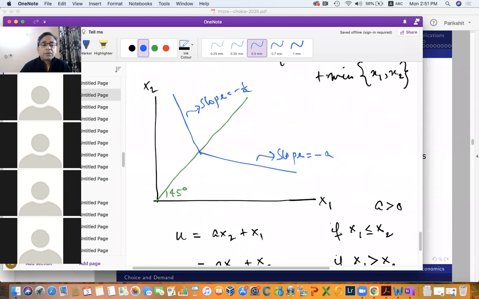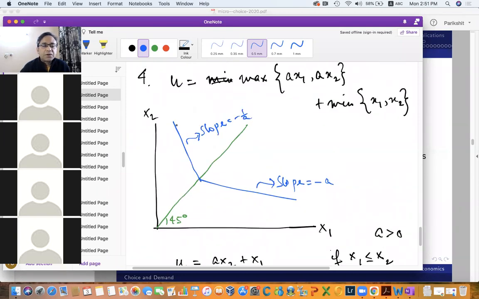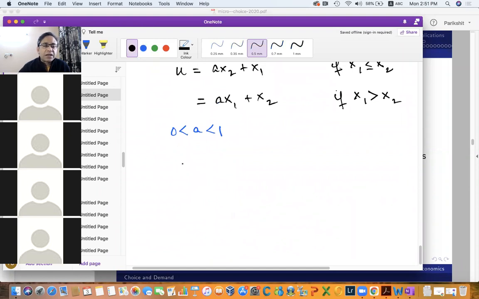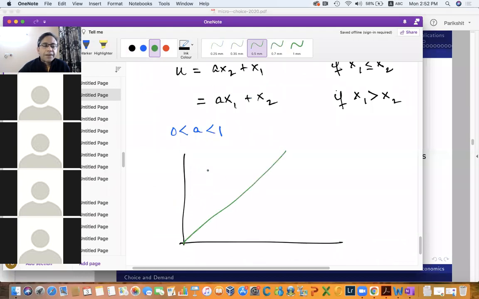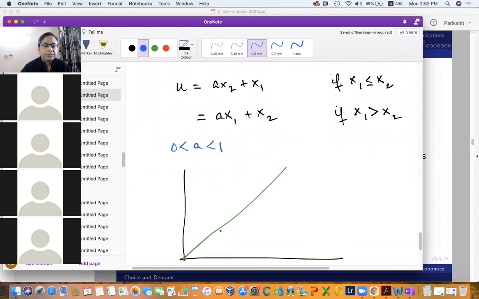Okay. Now, if A is less than 1, suppose I've taken A to be between 0 and 1, then the slope above the 45 is steeper above the 45-degree line and flatter below. Okay, then this is the shape. In the case where A is greater than 1, our indifference curves will look like this. Okay.